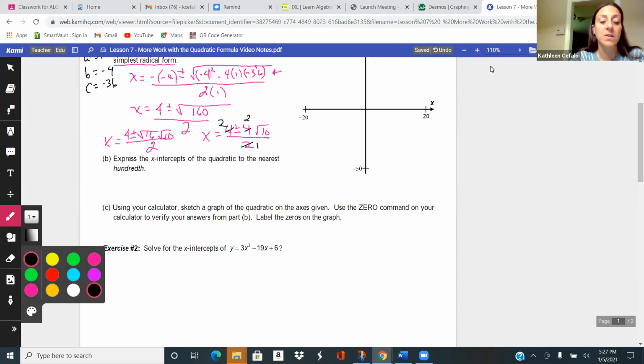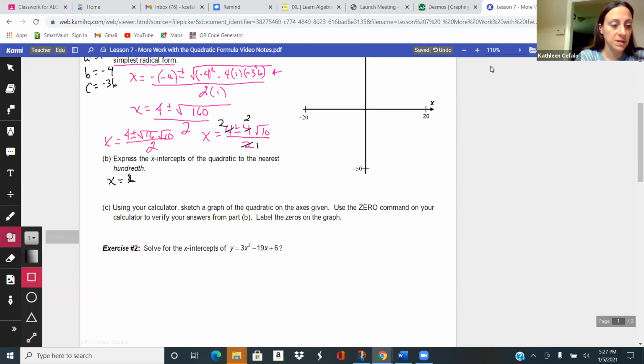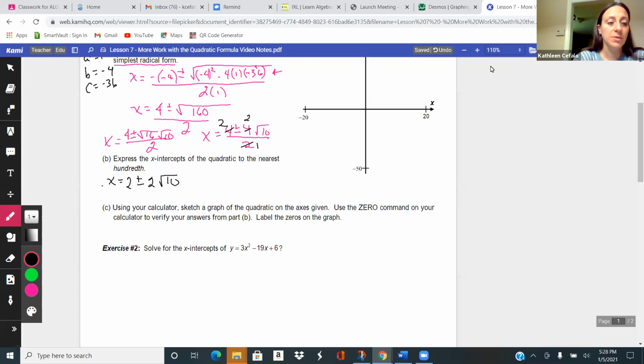Okay, so our final answer that we're going to have here, I'm going to write this down here in part B, is x is equal to 2. Oops, let's try that again. x is equal to 2 plus and minus 2 radical 10. Okay, so that would really be our answer up here. I just kind of ran out of room.